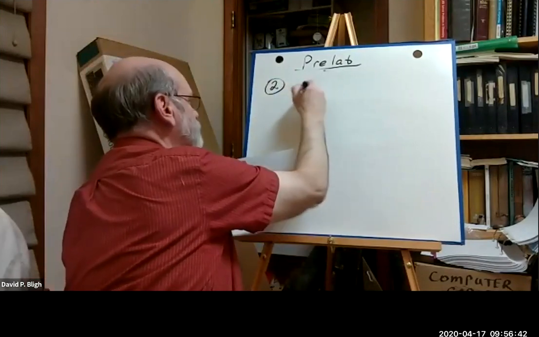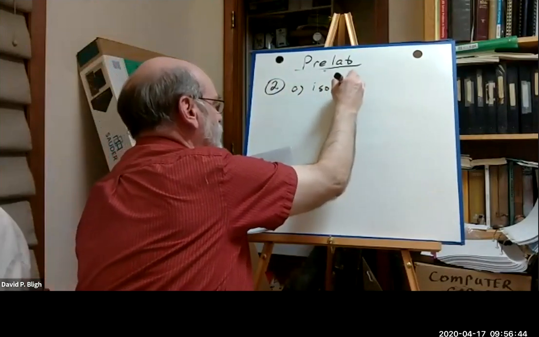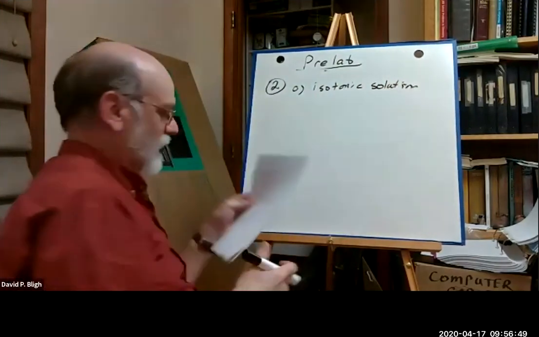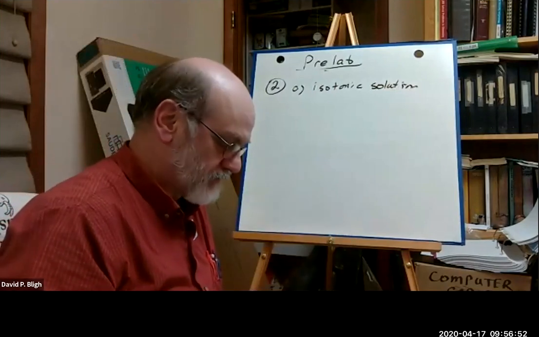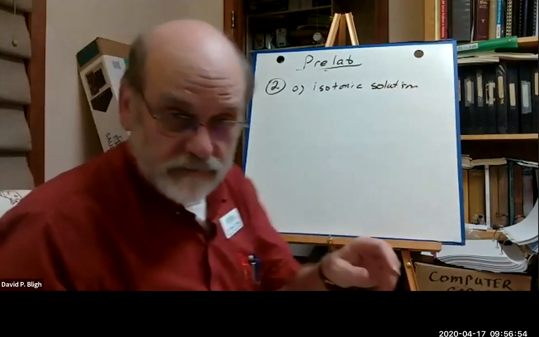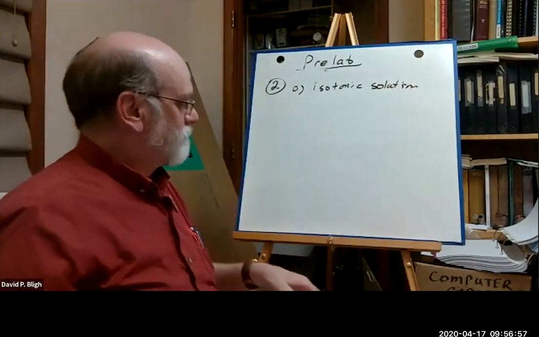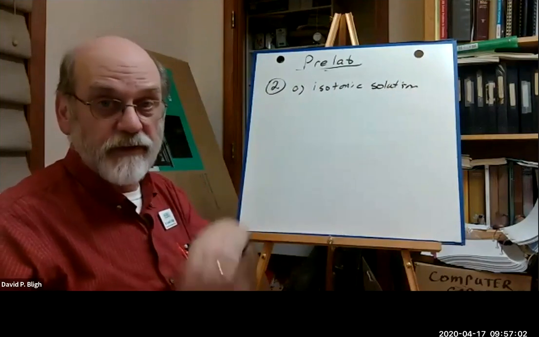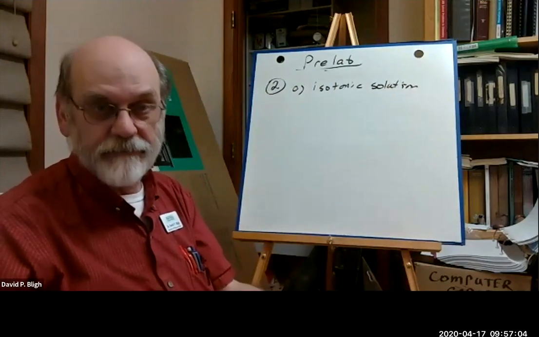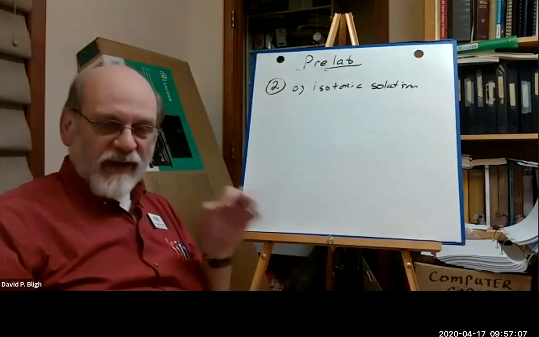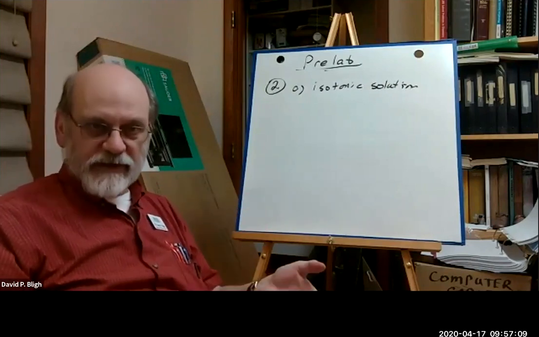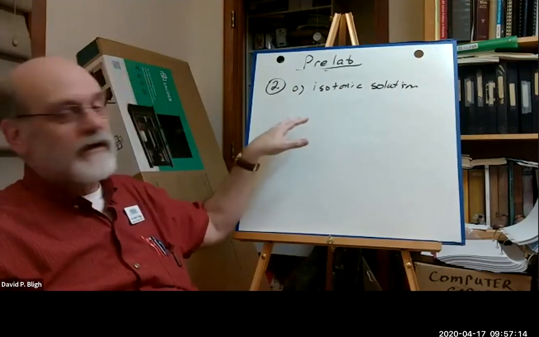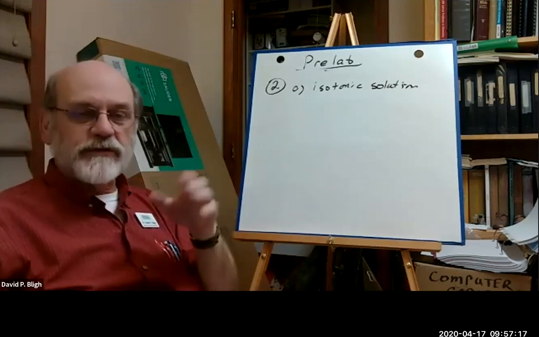A. Isotonic solution. How would you define an isotonic solution? Well, remember, when you're defining these solutions, you always have to compare them with something else. And the assumption is that we're comparing these solutions to living cells. That's the predominance of meaning for tonicity relative to a living cell.